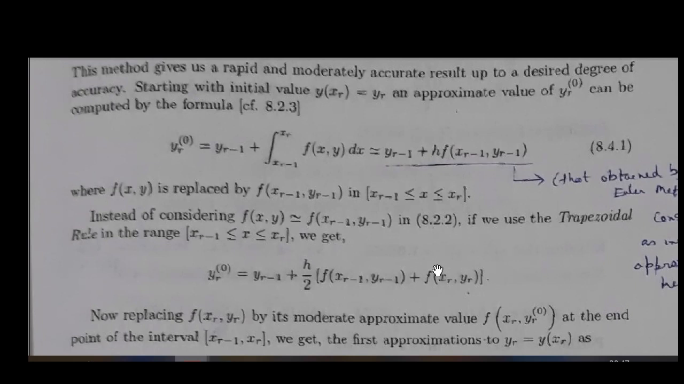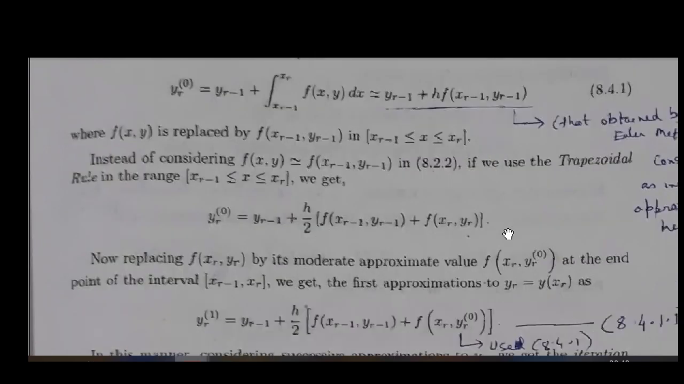So what they are saying now is, whenever you are trying to find the first level of iteration of this yr, you use the strategy of replacing the yr in f of xr yr via yr0. That means you replace yr via the yr which you will get if you use Euler's method. That means yr0 equals this expression. Just replace this yr here. Okay. Achha. So that is what they are doing.